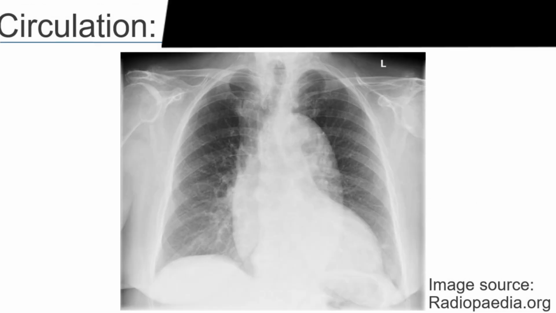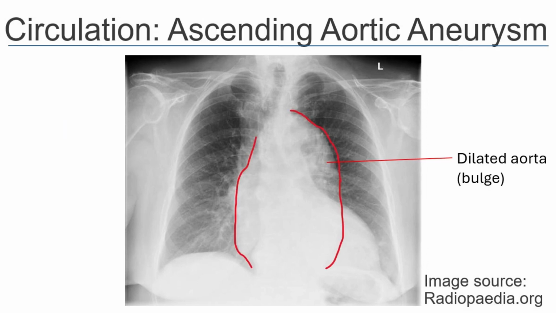Now for our last example. What appearances do you see here? As you can see, this bulge, which can be seen on the left and right side, is the dilated aorta, and this is called ascending aortic aneurysm, which is caused by a number of different things such as age, smoking, could also be caused by trauma.